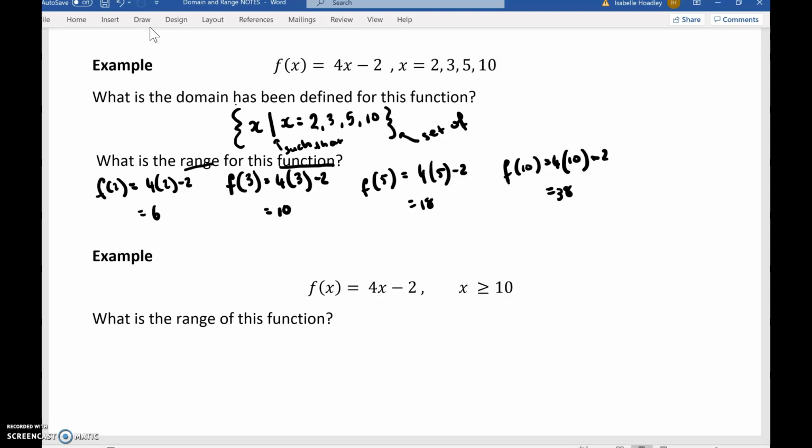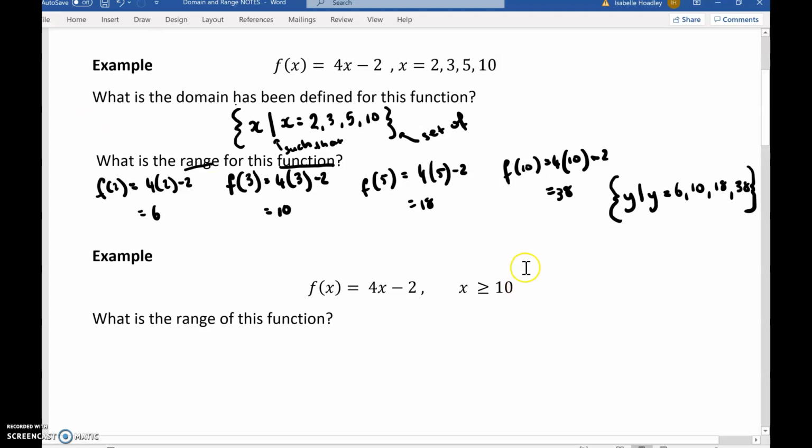Okay, so now for range, range is the y value. So we use the exact same notation except we have y instead of x. We say the range of y is the set of y such that y is equal to 6, 10, 18, and 38. All right, there we go. So that's your domain for that function and your range.